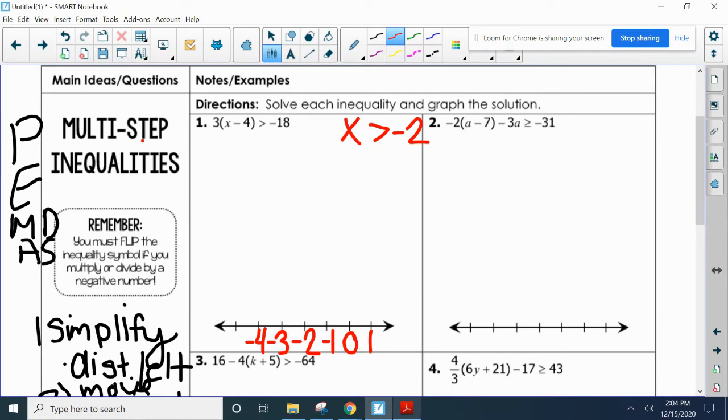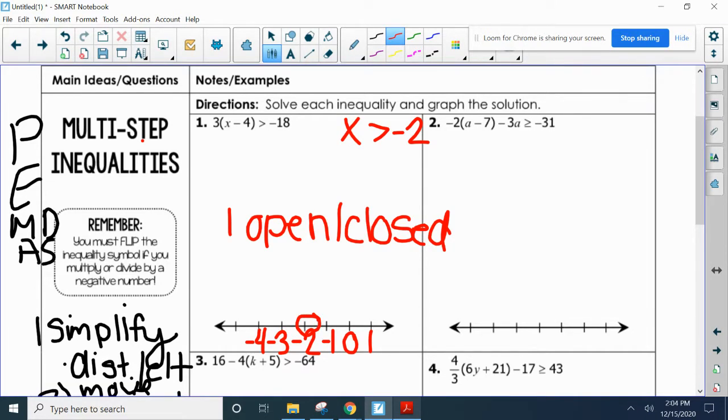We're going to go ahead and get started. So the first thing that we need to do when we're graphing is decide if we have an open or a closed circle. We know that it's an open circle if we're not including the number and closed if we are. So we don't have an or equal sign, so we're not including the number. So we're going to have an open circle at negative 2.